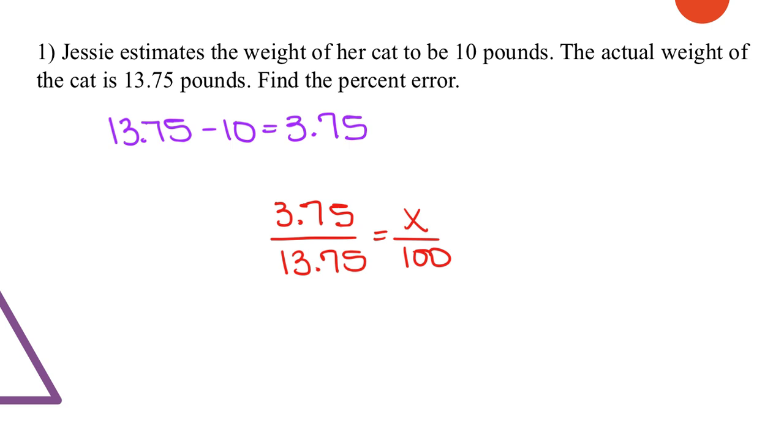All right. When you solved this proportion, John Henry, what did you end up with? I got 27.27.